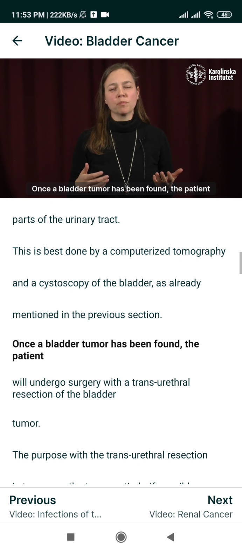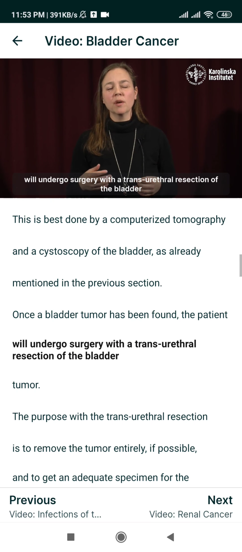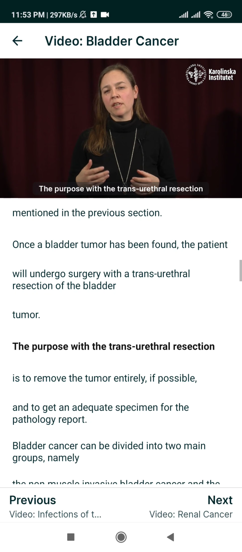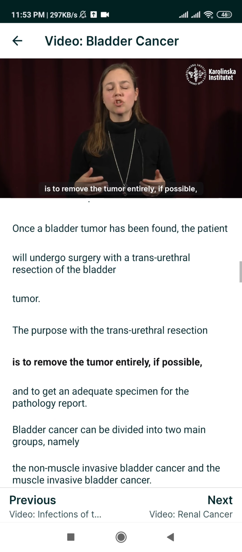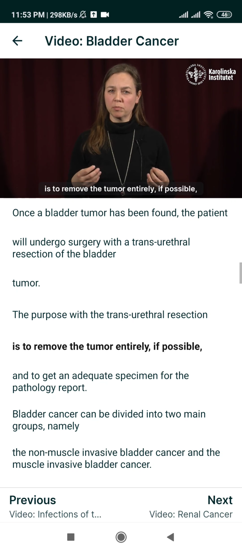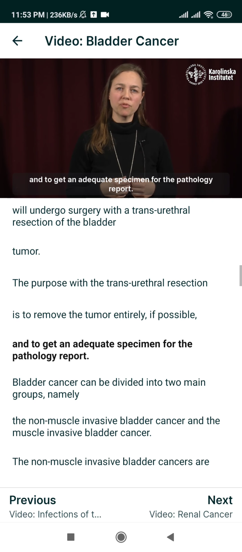Once a bladder tumor has been found, the patient will undergo surgery with a transurethral resection of the bladder tumor. The purpose of the transurethral resection is to remove the tumor entirely, if possible, and to get an adequate specimen for the pathology report.